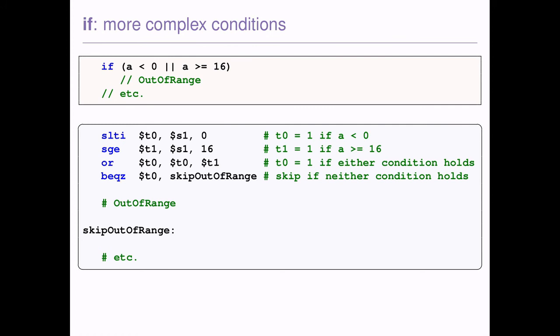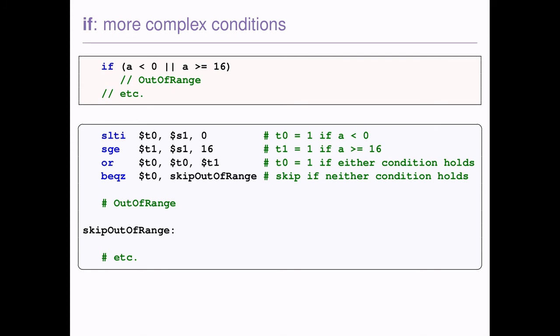Well, we can use the set less than immediate instruction, which is used to say if the value in S1 is less than the immediate value we give it. So in this case we're saying if S1 is less than 0, set T0 to be equal to 1. And then we can also say set greater than or equal to S1 and 16. So we can use a hard-coded value there as well to say, or if A is greater than or equal to 16, store that bit in T1.